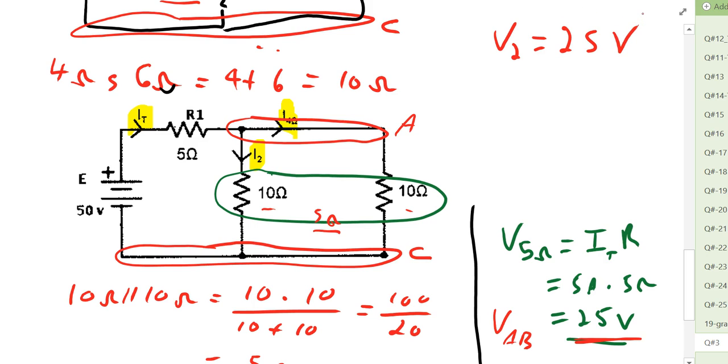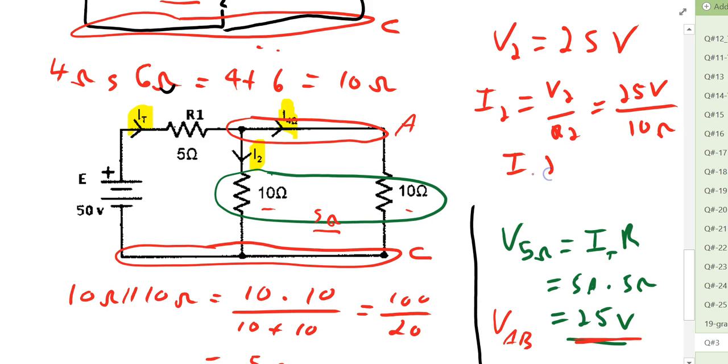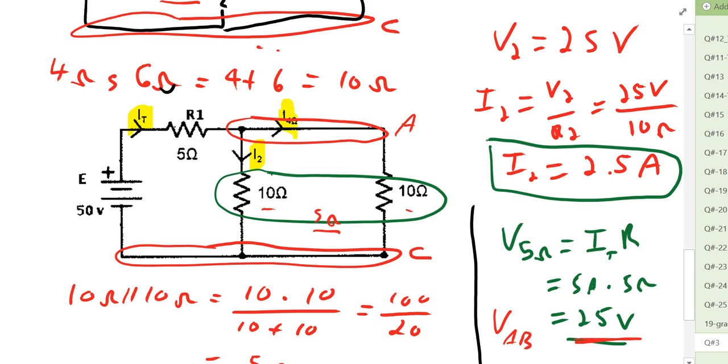Therefore, the current I2, by Ohm's law, V2 divided by R2, we have 25 volts divided by 10 ohms, or I2 is equal to 2.5 amps. And that is the answer for part B.